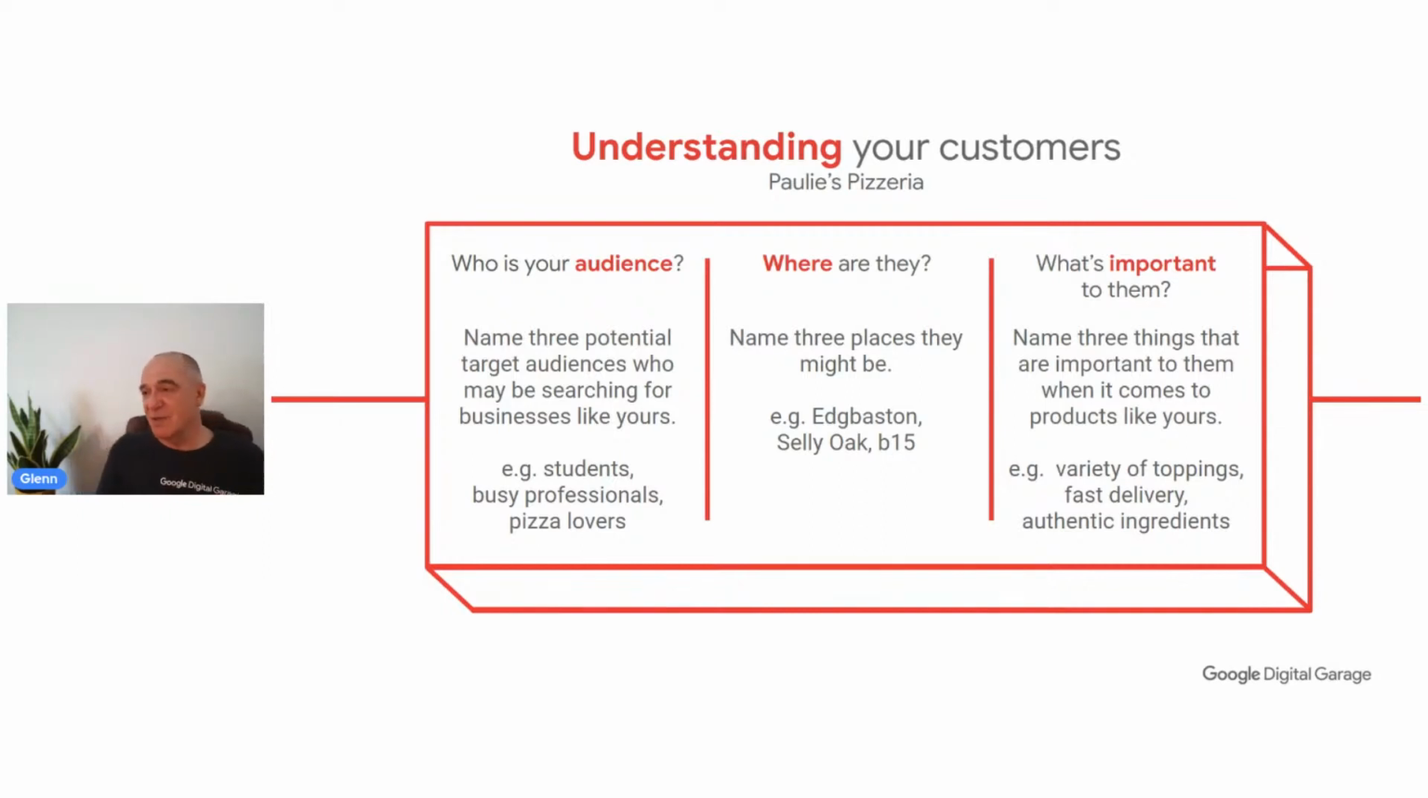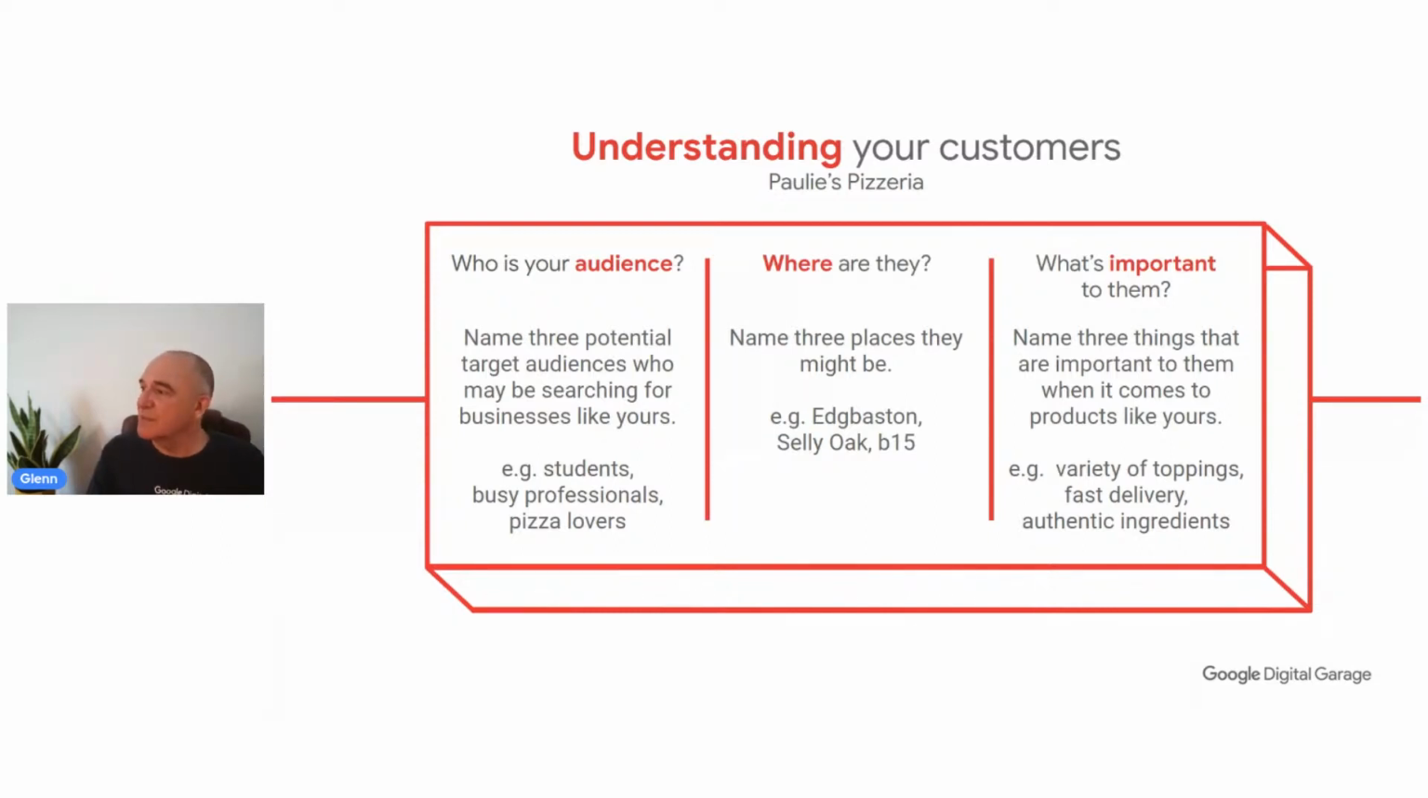So we had those students, those busy professionals, and those pizza lovers for their own reasons. Now, based on the fact that the business is in Edgbaston, then they could well be in Edgbaston, and probably are. There's probably more than one pizza establishment, pizzeria in Edgbaston. Selly Oak is an accompanying area, so it might be on the border of a couple of areas that people might be willing to travel from. You've got to think about how far and how long will people travel for to come to me. And then there's B15, which is a postcode. So again, that could be really, really applicable. All people searching for pizza in a B15 postcode could be great for Paulie.